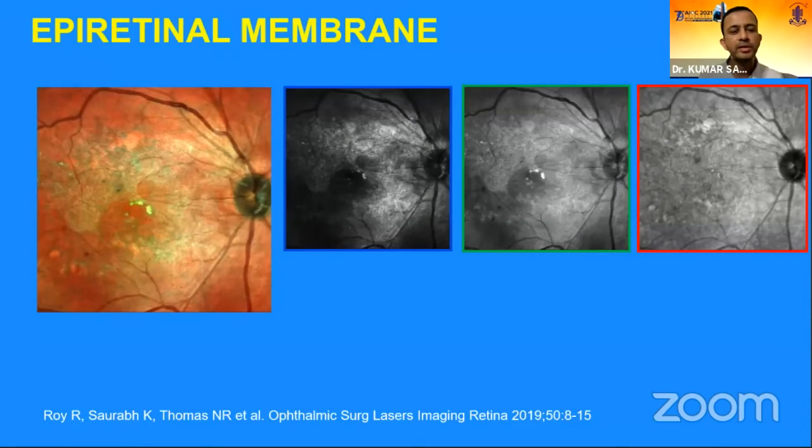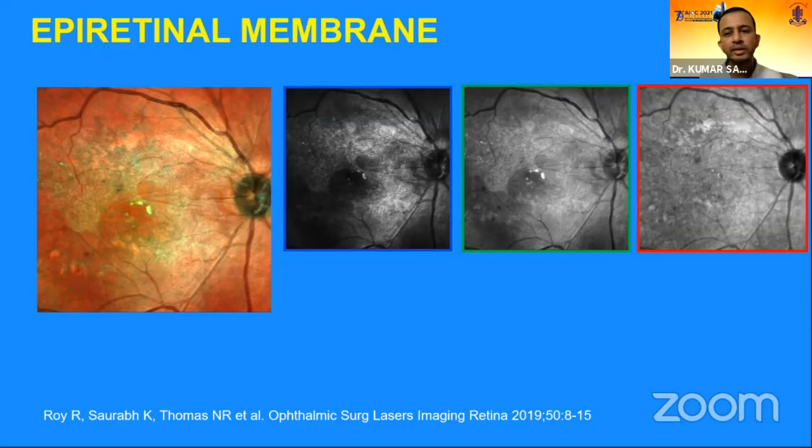So since greenish hue is superficial, and epiretinal membrane is superficial, any abnormality on the surface will appear as greenish hue. And since the laser channel responsible for imaging the superficial structures is blue, epiretinal membrane is clearly seen on the blue reflectance image, which is marked by the blue square on the outside.